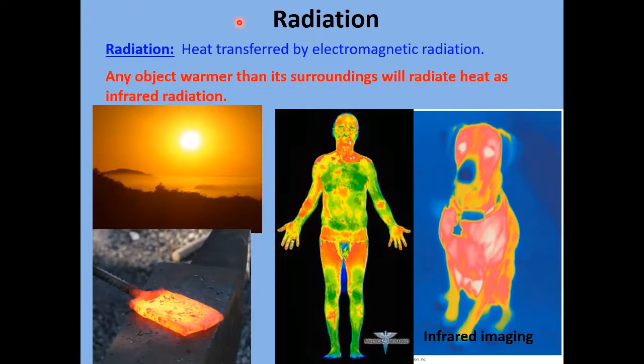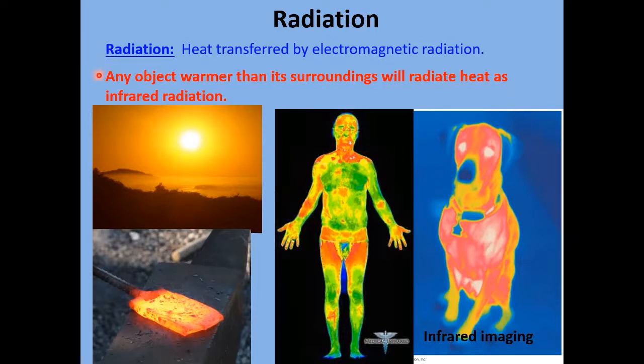The next type of heat transfer mechanism we're going to talk about is radiation. So radiation is heat transferred by electromagnetic radiation. And electromagnetic radiation is really something that we're going to talk about in much more detail in Physics 102. If you do take Physics 102, you'll learn all about EM radiation there. But for now, we're going to talk about the heat transfer mechanism of radiation.